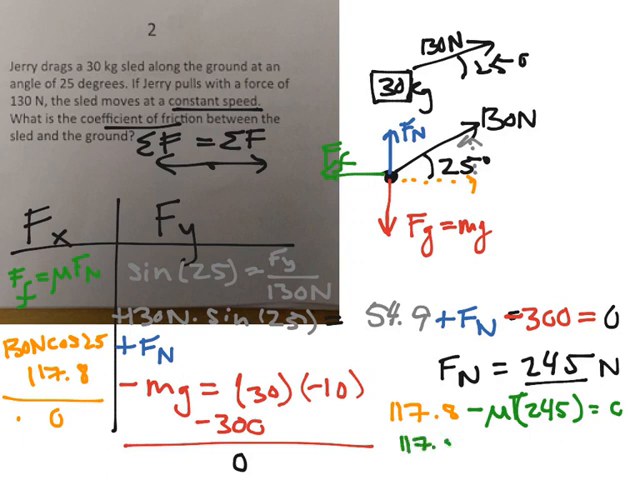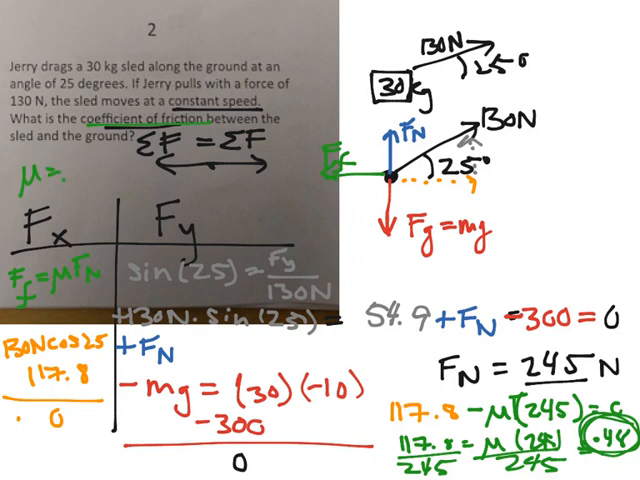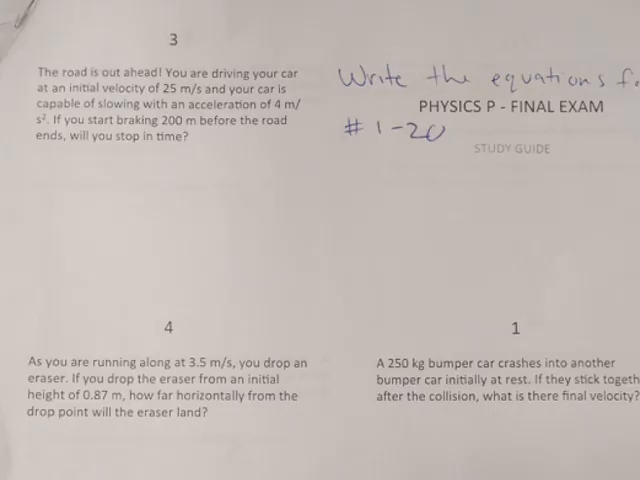So you can quickly solve this. We know 117.8 must be equal to mu times 245. Divide by 245 on both sides. And therefore mu must be 0.48. So we know that the coefficient of friction in this case is 0.48. Hopefully this was helpful. On to the next one.